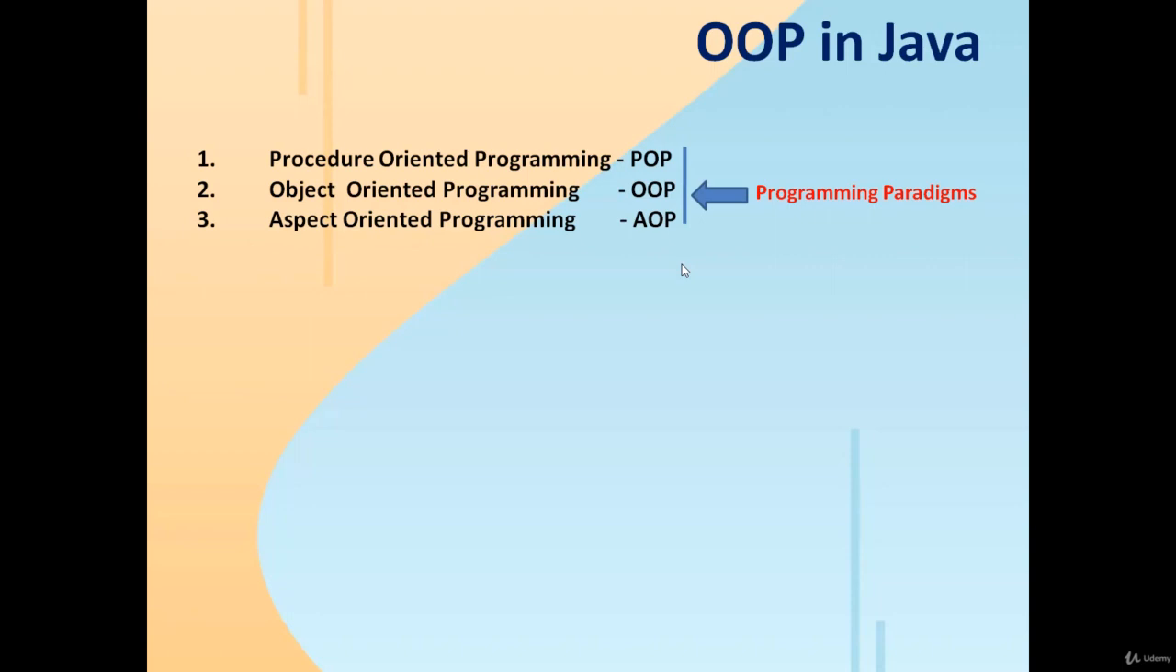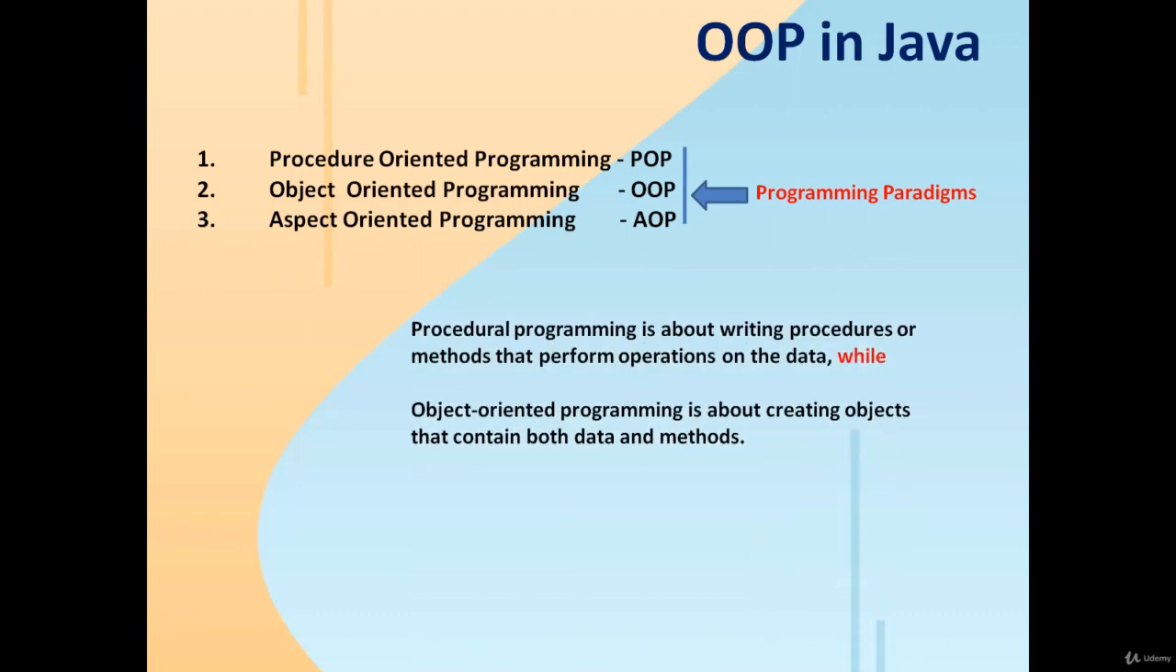Any program, if you talk about it, may contain mainly two parts. One is data and the other one is function or method. Procedure oriented programming is based on data as well as function, but the data and the functions are treated separately. Procedural programming is about writing procedures or methods that perform operations on the data. So data is one part and method is another part, treated separately. Whereas object-oriented programming is about creating objects.